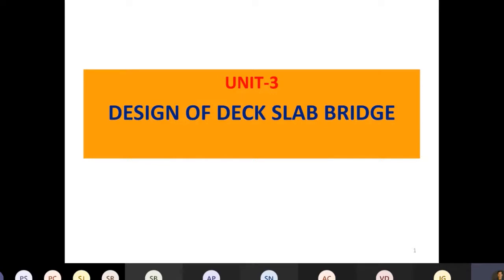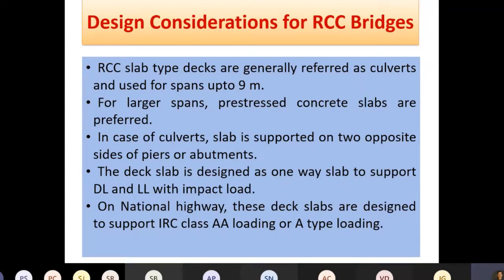design of a deck slab. So first of all, we should understand what is meant by a deck slab. RCC slab type decks are generally referred to as culverts and used for spans up to 9 meters. For larger spans, we can go for prestressed concrete slabs. In the case of a culvert, the slab is supported on two opposite sides of piers or abutments. The deck slab is designed as a one-way slab to support dead load and live load with impact load.